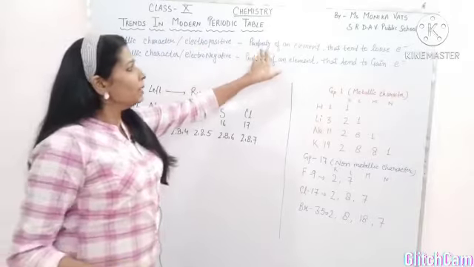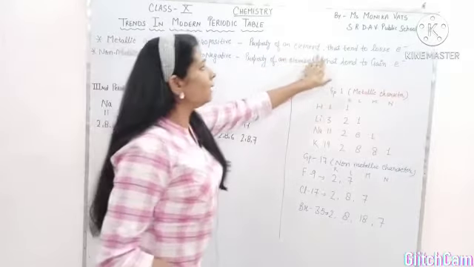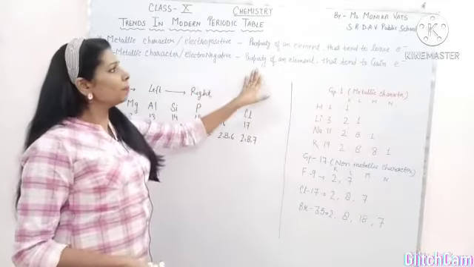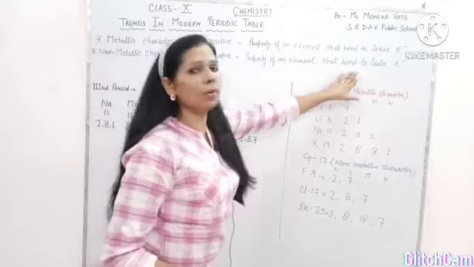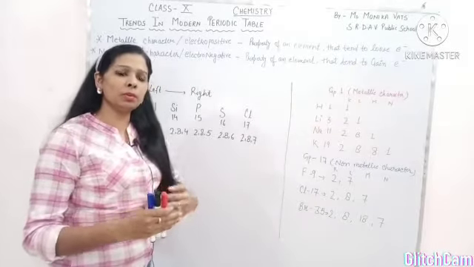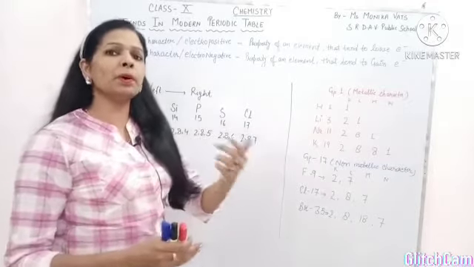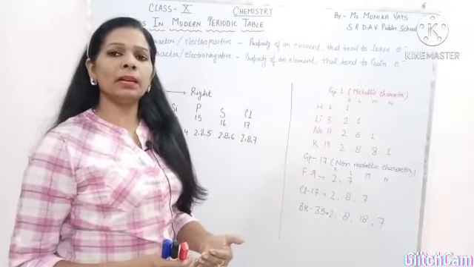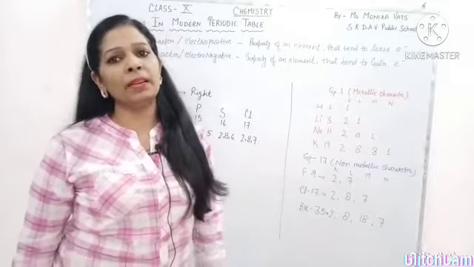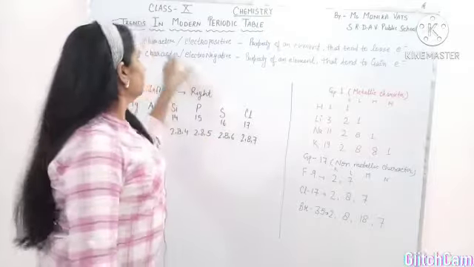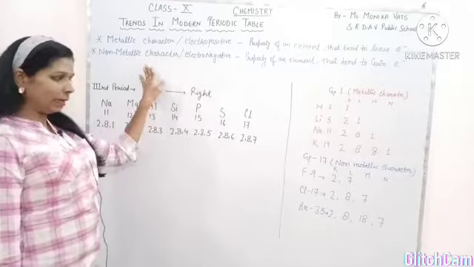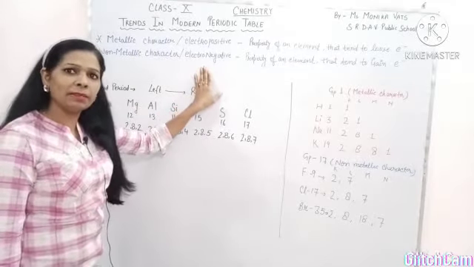Basically, it is a property of an element that tends to lose electrons, and non-metallic character is a property of an element that tends to gain electrons. Elements that tend to lose electrons become positively charged, and those that tend to gain electrons become negatively charged. So metallic character means electropositive character, and non-metallic character means electronegative character.